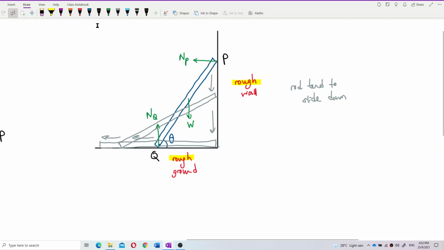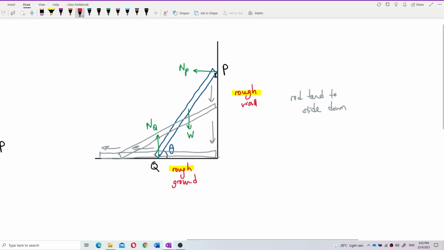So we can see clearly already. For the wall, this rod doesn't go up. It is actually coming down. It tends to slide down. So the friction should actually hold it up. The friction at P tends to hold up. We can write this static friction at point P. And then for Q, the static friction should go to the right.